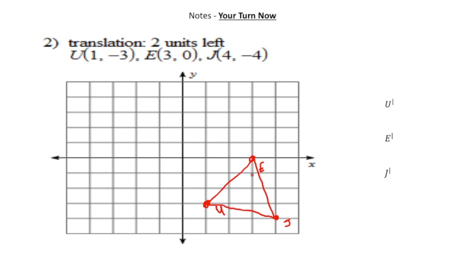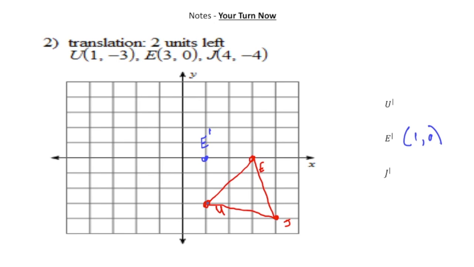Now we're going to take every one of these points and move each point 2 units to the left. Let me use a different color here. I'll use blue. E is going 2 units to the left. So this is going to be E prime, and that location is (1, 0).